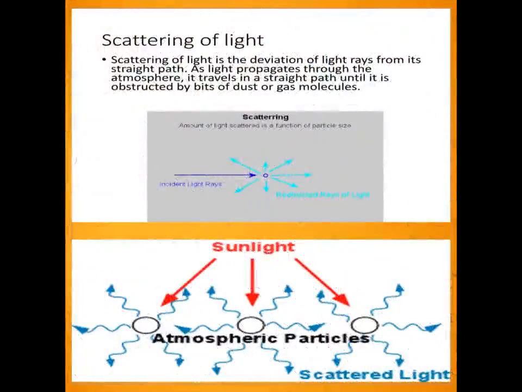Now, scattering of light. What is scattering? When sunlight enters the Earth's atmosphere, see the picture. Sunlight is entering the Earth's atmosphere. The atoms and molecules of different gases are present in the atmosphere, isn't it? Various atmospheric particles are present. What happens? They refract the light in all possible directions. This is called the scattering of light.